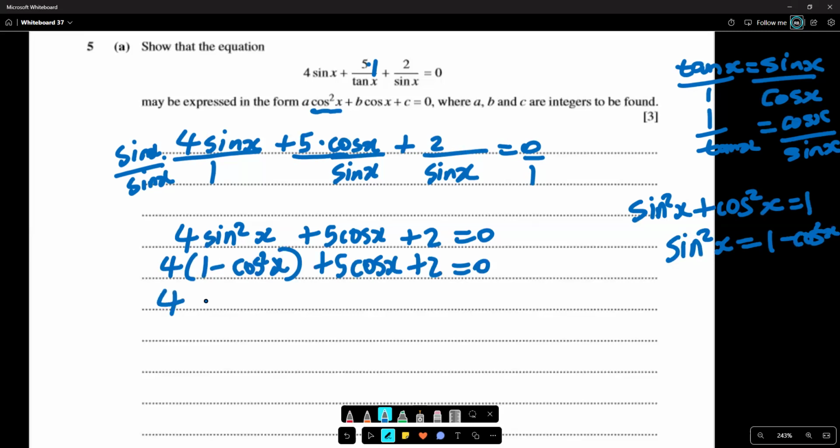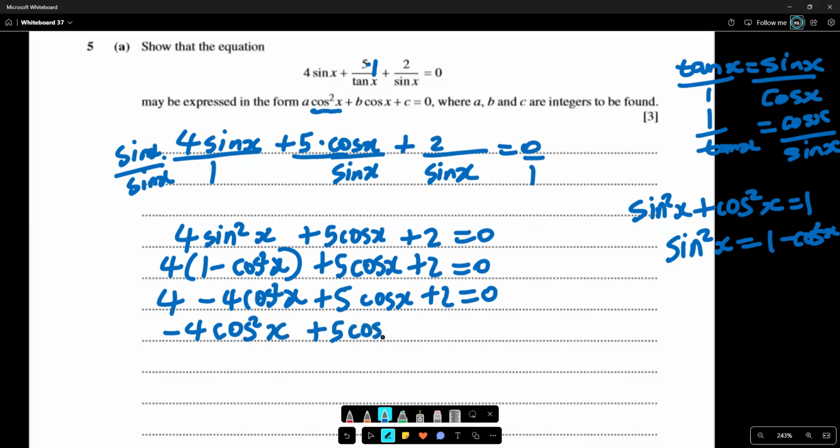And then we have 4 minus 4 cos squared x plus 5 cos x plus 2 equals to 0. And then we have minus 4 cos squared x plus 5 cos x. This one and that one will give us 6, right? Plus 6 equals to 0.